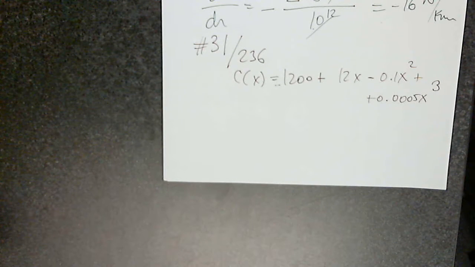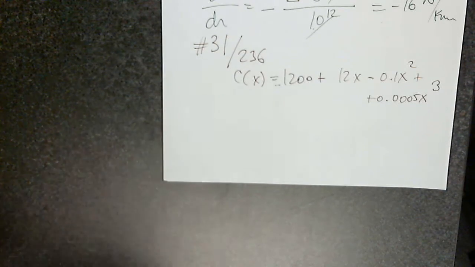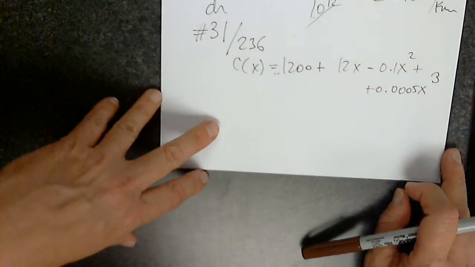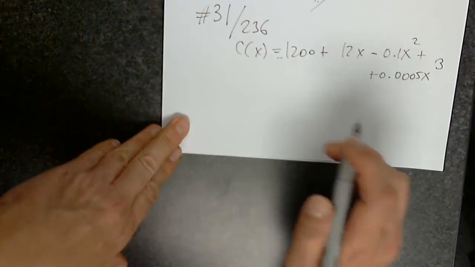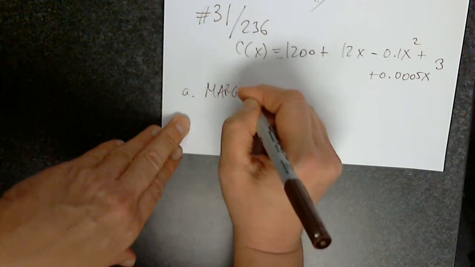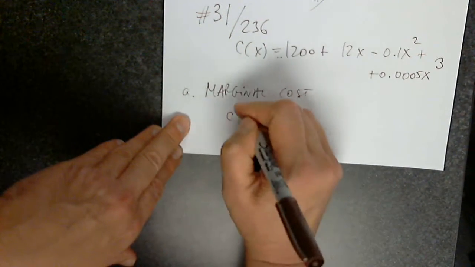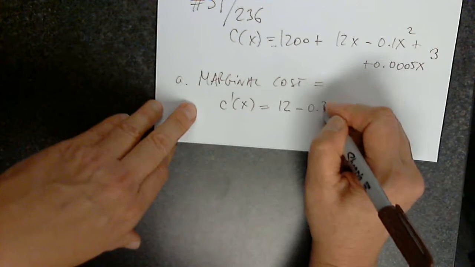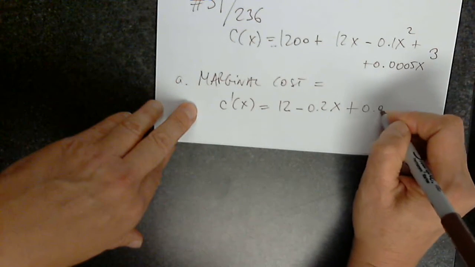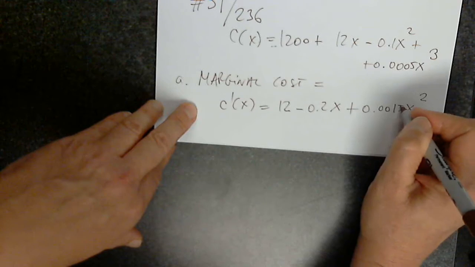Find the marginal cost function. Ready? The marginal cost function is the function that gives us the rate of change of cost with respect to the number of units. So this marginal cost is C prime, which is 12 minus 0.2x plus 0.0015x squared.